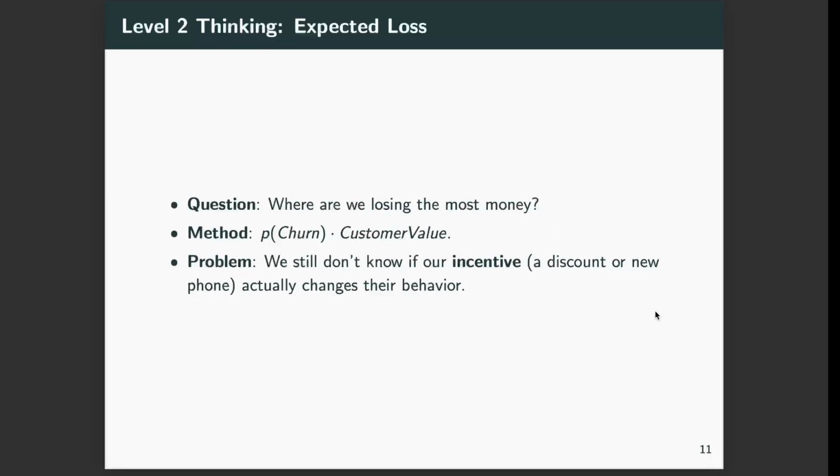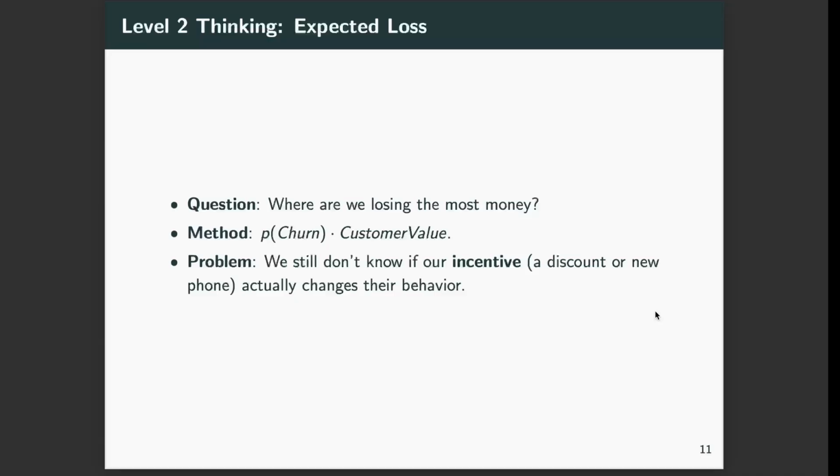Level 2 thinking addresses the second limitation of level 1 by incorporating business value. The question at level 2 is, where are we losing the most money? Instead of just asking who is likely to leave, we now ask how much revenue we are at risk of losing from each customer. The model at level 2 computes an expected loss metric for each customer, which is the churn probability multiplied by the customer value. We write this as expected loss equals P of churn times customer value. This is already an improvement.